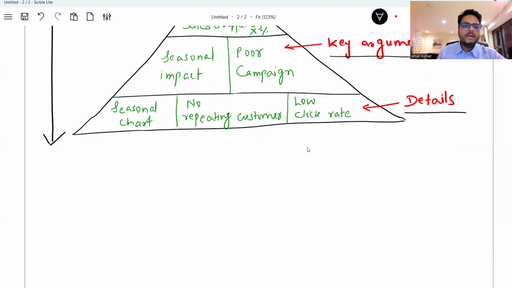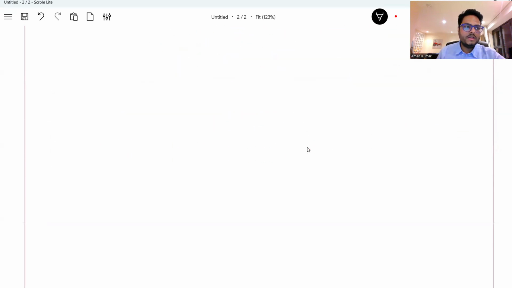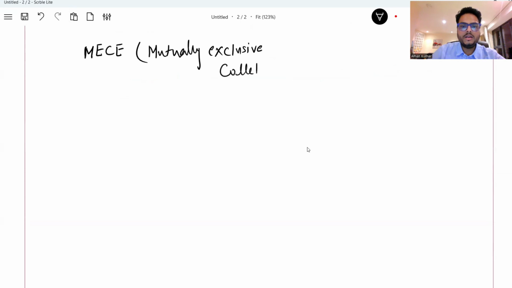Okay. Next thing I want to cover here is known as the MECE framework. So what is the next framework we are going to cover? MECE. MECE stands for mutually exclusive and collectively exhaustive. I will write here collectively exhaustive. It's very simple to understand.